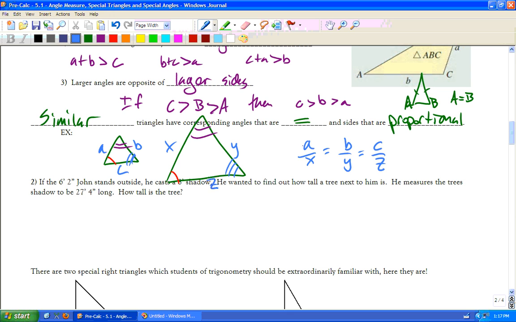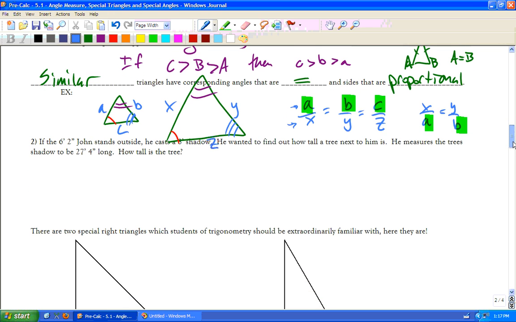Something you notice here, in this case I kept all of one triangle on top, all the other triangle on bottom. You could flip it. You could say x over a is equal to y over b. The only thing that's important is you keep your small triangle on top consistent or your big triangle on top consistent. In other words, a, b, and c are always on the same side. x, y, and z are always on the same side. You're not flip-flopping those.